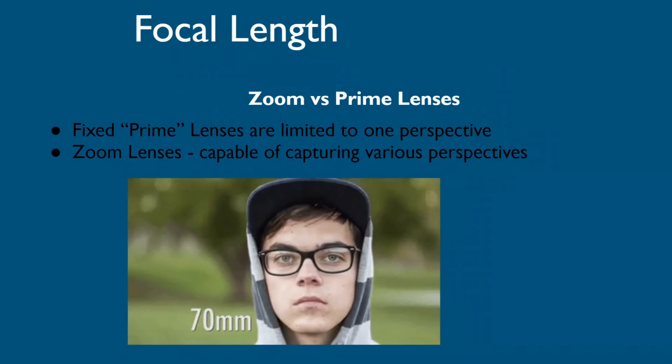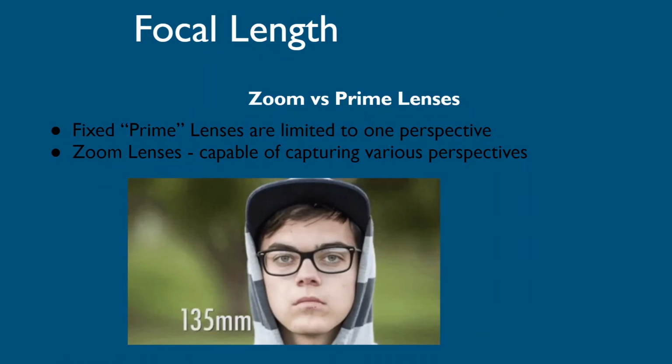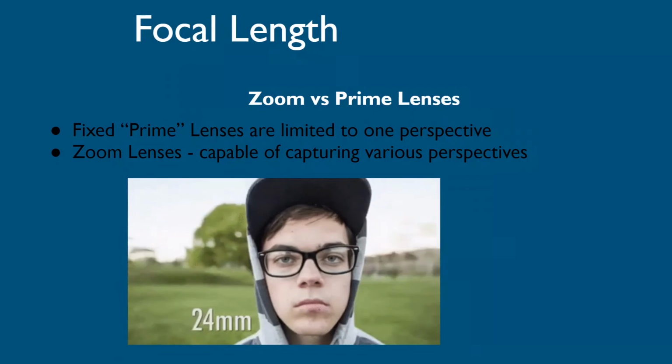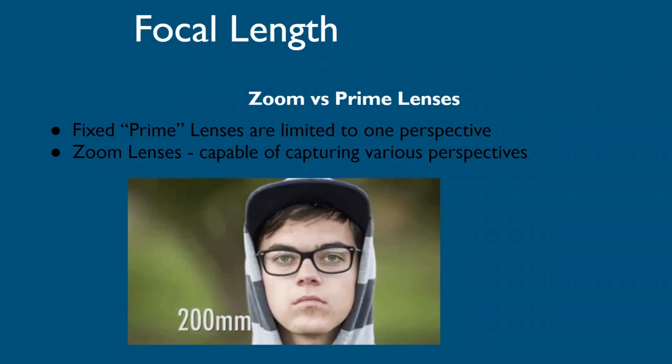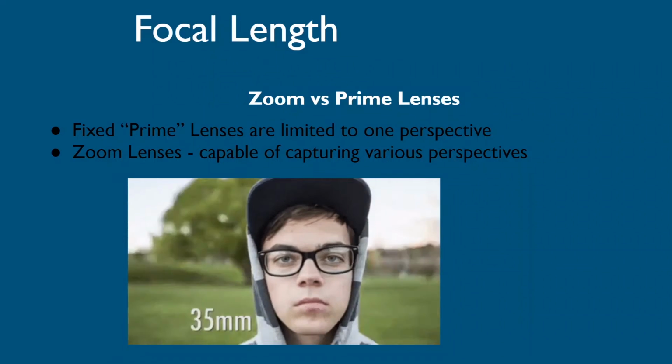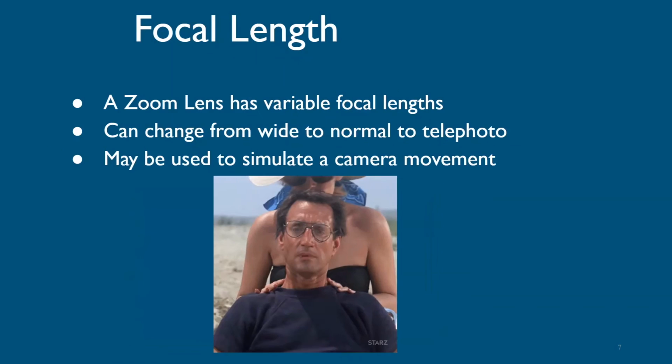We'll talk about that a little bit more too, but you can kind of see wide, normal, telephoto all in one. Again, we have these prime lenses that are fixed to one focal length, and we have zoom that can vary between your different focal lengths.